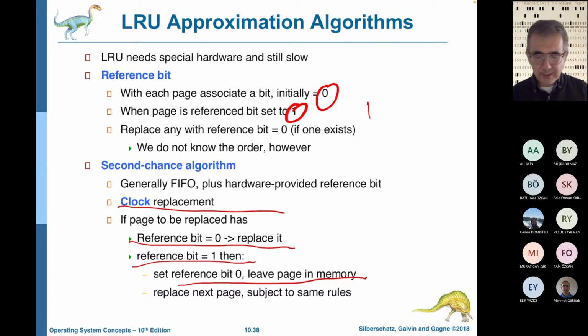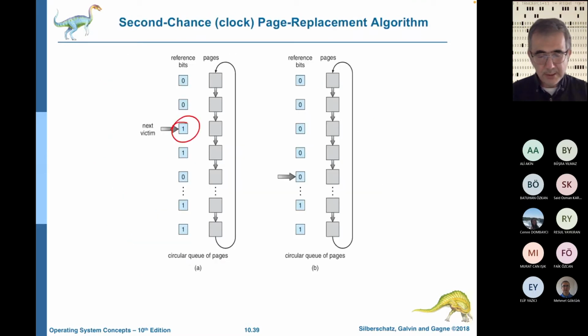This is the second chance algorithm with pages. So next victim, that becomes 0 after one page replacement.